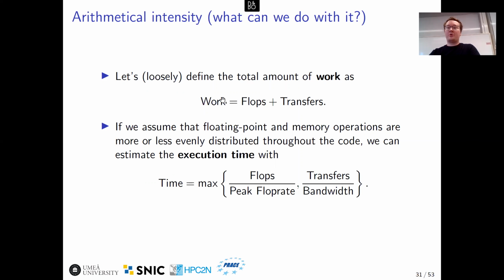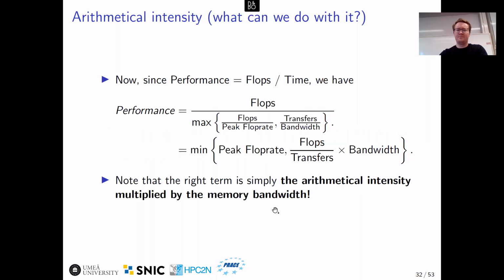So if you want to know all the work we are doing in order to do the computations, that is going to be the number of floating point operations we are doing, plus the amount of data we have to move from the memory. And if we assume that all these flops and memory transfers are more or less evenly distributed through the code, then we can make a rough estimate that the total time it takes to run the code is the number of flops we have to compute divided by the number of flops the device can perform per second, or then it's the number of bytes we are moving divided by the number of bytes the card can move per second, and we take the maximum of these two to give a rough estimate of the execution time of the code.